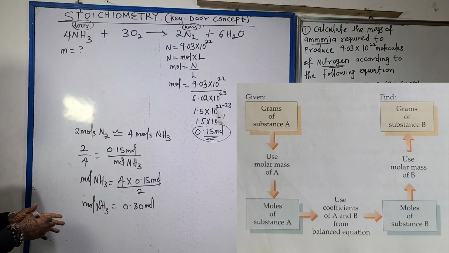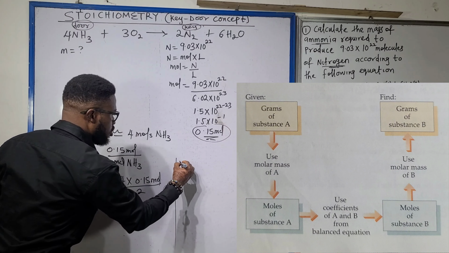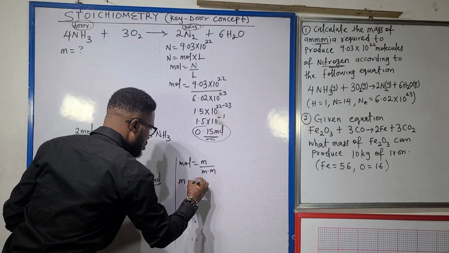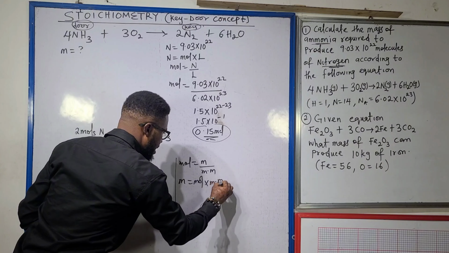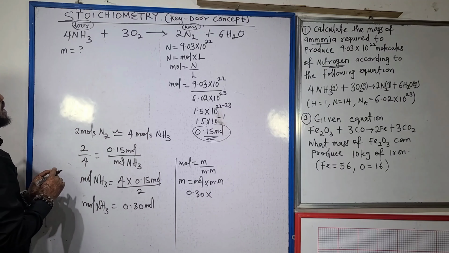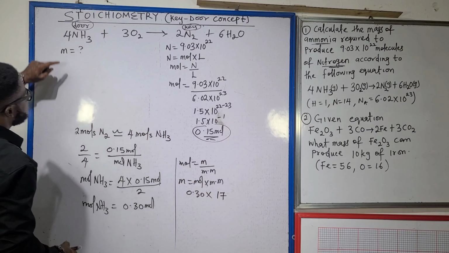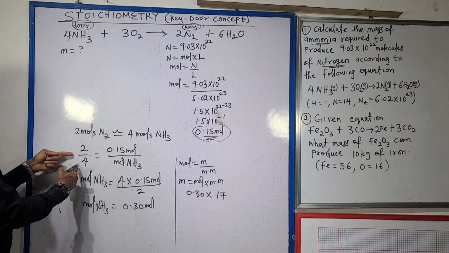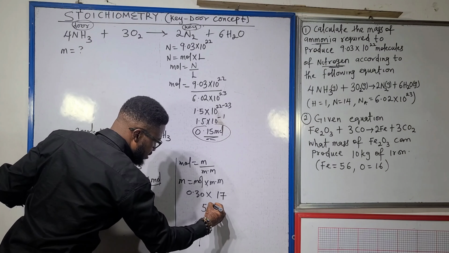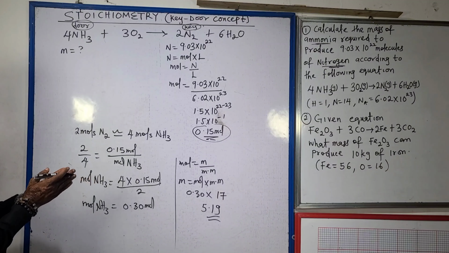In this case, I was told to look for the mass of ammonia, and we all know that mole equals mass over molar mass. Therefore, mass equals mole times molar mass. In this case, that is 0.30 times, what is the molar mass of ammonia? That is 17. Take note, I am not using the 4 in this case again because I had already equated it here. So 0.30 times 17, that's going to give me 5.1 gram. That is the mass in gram.